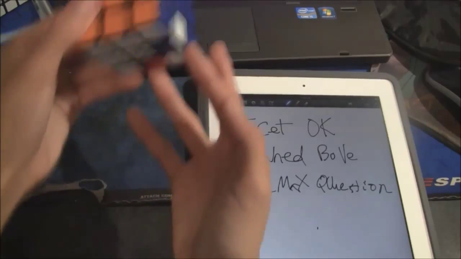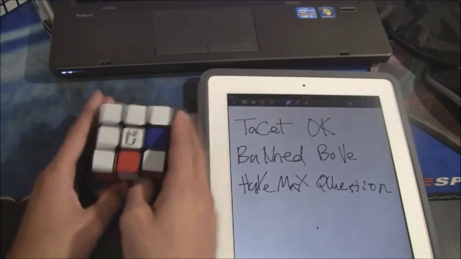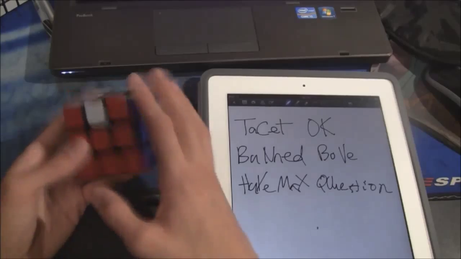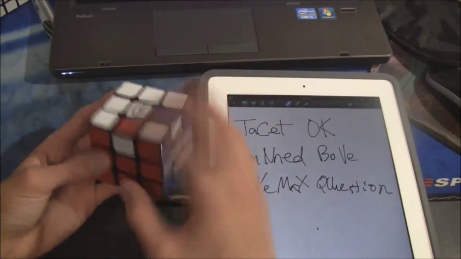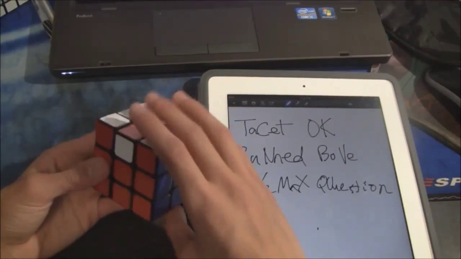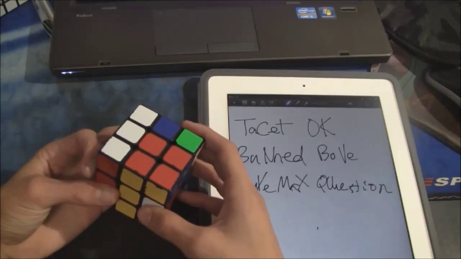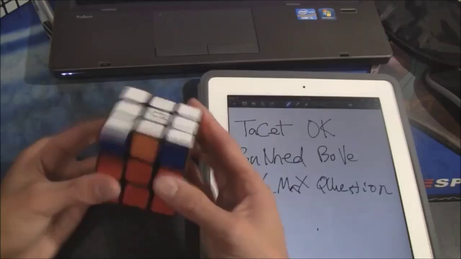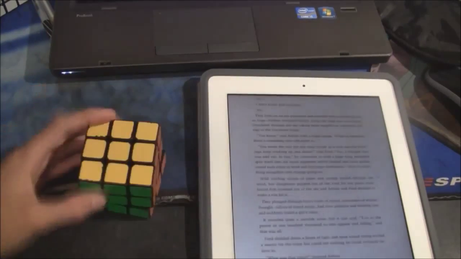Okay, now since these two are flipped, I would rotate like that, and then do my adjacent flipping algorithm, which is really bad, but I'm really lazy to learn another one. So the algorithm is this OLL and then a U prime. So the OLL for this is wide R, U, R prime, U prime, M, U, R, U prime, R prime, and then U, and then a U prime.